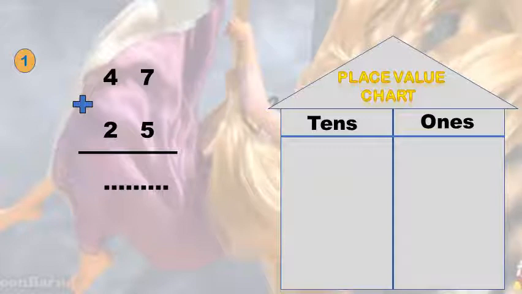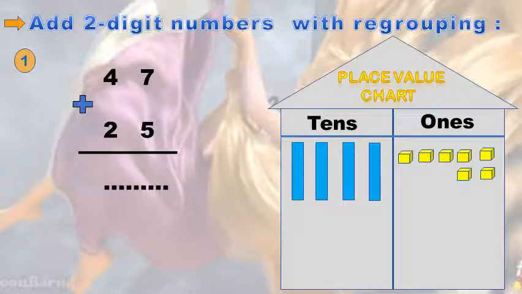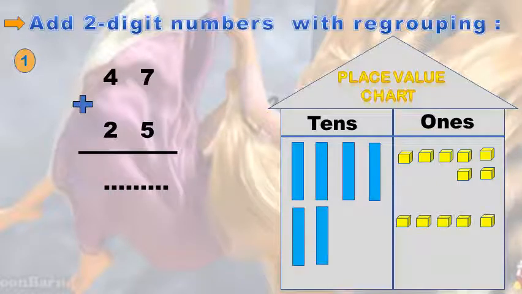So we are going to start by putting the ones first in the place value chart. Putting what? Yes, 7 ones. And how many tens in the tens room? We are going to put 4 tens. Let's add to it 5 in the ones and 2 in the tens. Now let's add the numbers, starting from the ones.